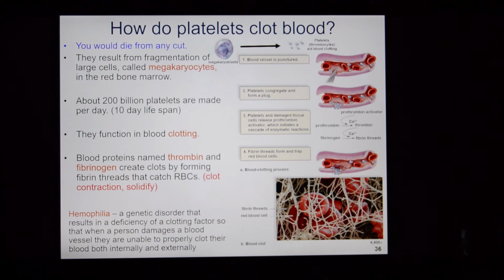All right. How do platelets clot blood? How much detail do we want to go into here?